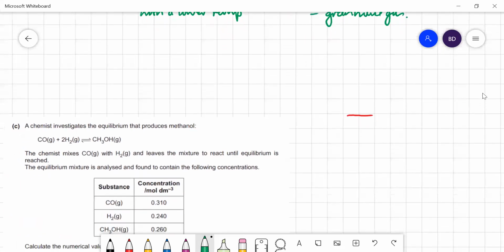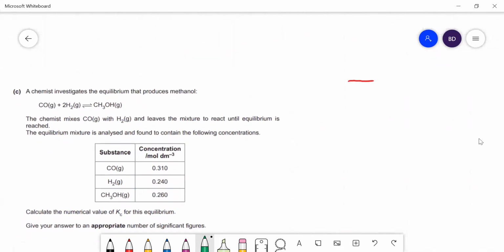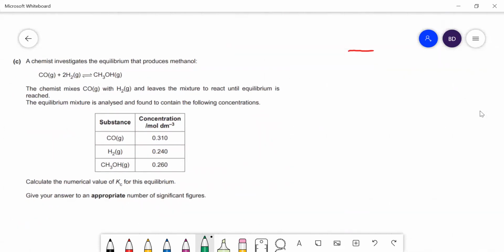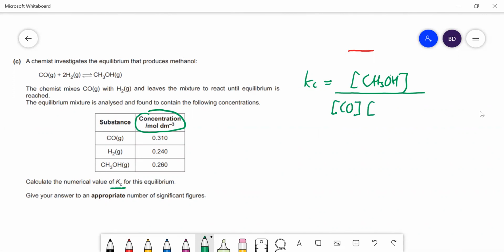Okay, a chemist investigates the equilibrium that produces methanol. Right, so there's the concentration of the reactants and products at equilibrium there, and we want to calculate a numerical value for Kc. Okay, so we've got to do that. So we need to write down the expression for Kc. Kc here is going to be equal to the concentration of methanol. Square brackets means the concentration of. There's no number in front of it there, so it's just to the power of 1. Divided by the concentration of carbon monoxide to the power of 1, multiplied by the concentration of hydrogen, and that of course is going to have to be squared.